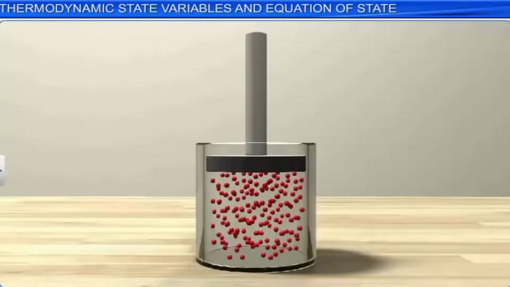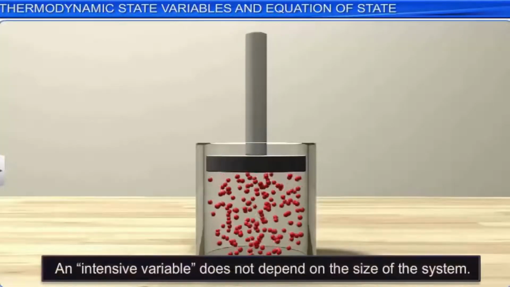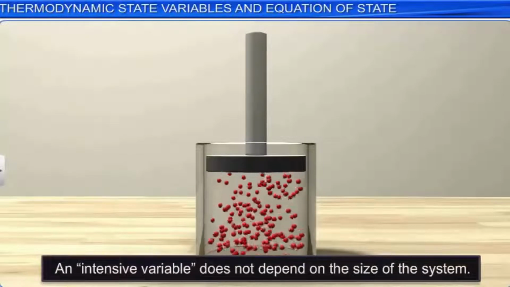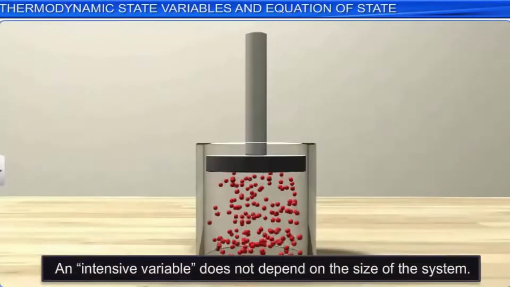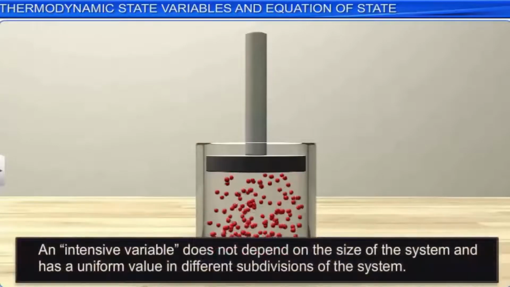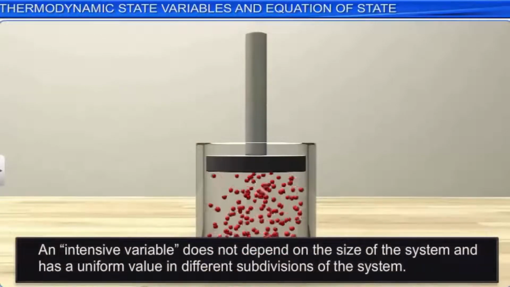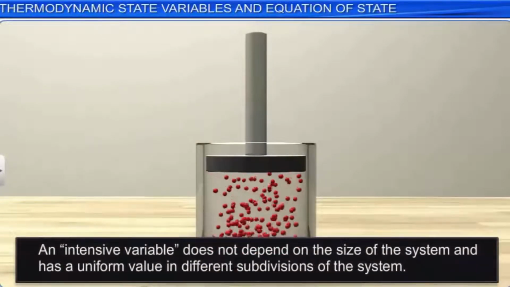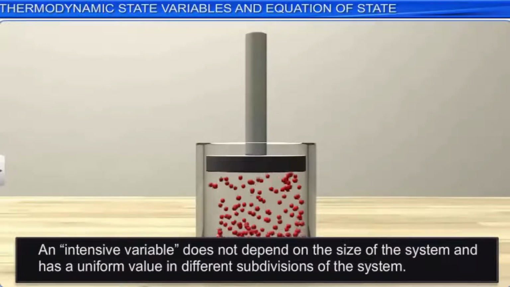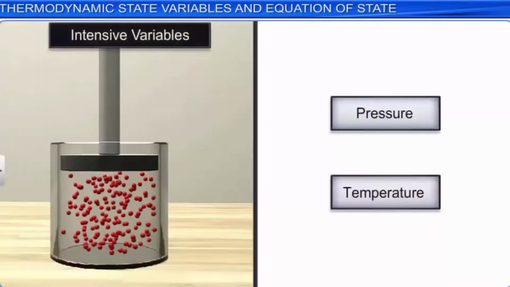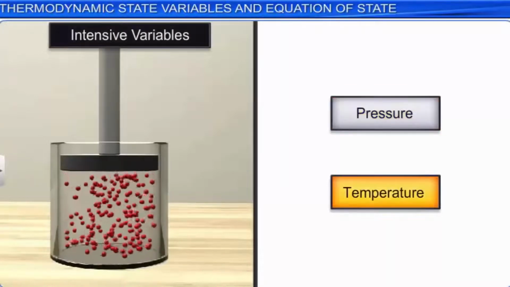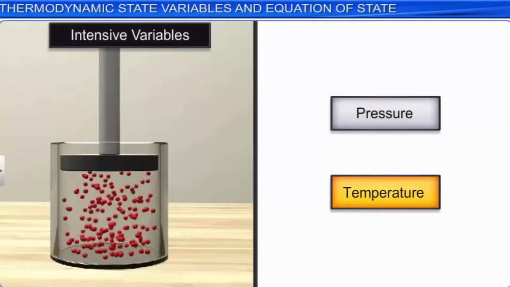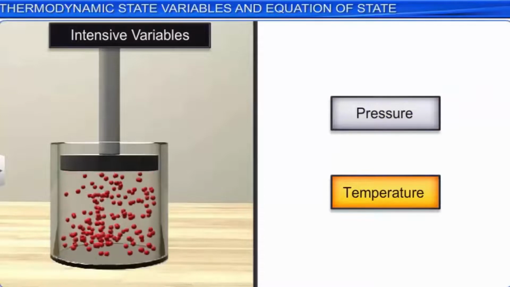On the other hand, an intensive variable does not depend on the size of the system and has a uniform value in different subdivisions of the system. The pressure of the gas and temperature of the gas do not depend on the size of the system, and hence they are intensive variables.